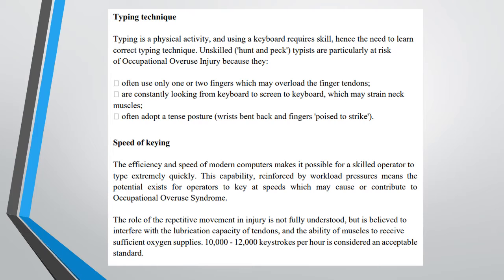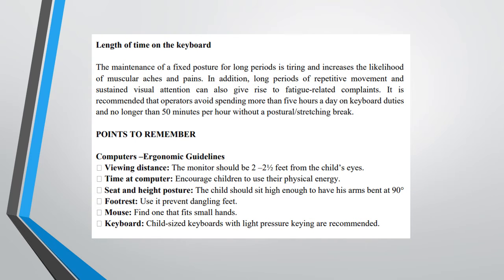Speed of keying. The efficiency and speed of modern computers makes it possible for skilled operators to type extremely quickly. This capability, reinforced by workload pressure, means the potential exists for operators to key at a speed which may cause or contribute to occupational overuse syndrome. The role of repetitive movement in injury is not fully understood, but it is believed to interfere with the lubrication capacity of tendons and the ability of muscles to receive sufficient oxygen supplies. 10,000 to 12,000 keystrokes per hour is considered an acceptable standard.